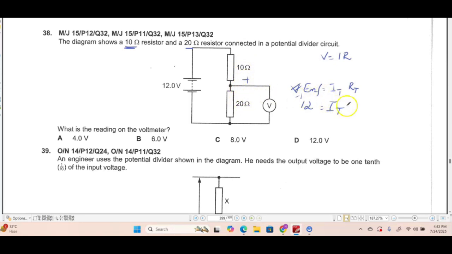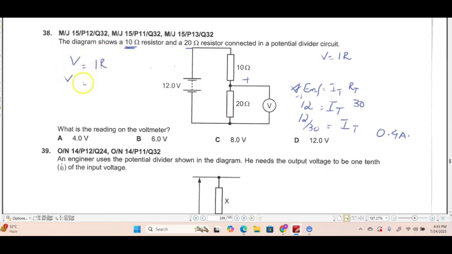20 plus 10 is 30. So 20 over 30 is going to give our total current, that is going to be 0.4 amperes. Okay? So now when we have the current, we can find the PD across this resistor. V is equal to IR.